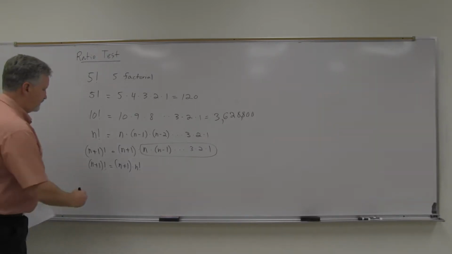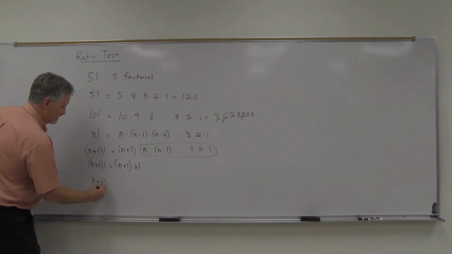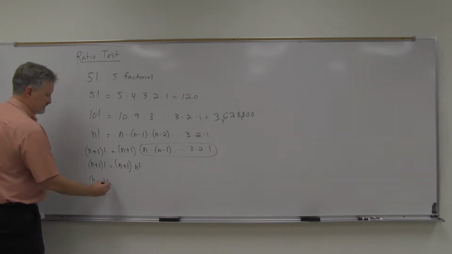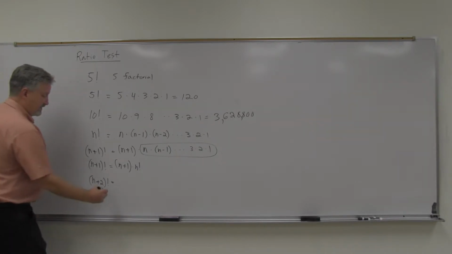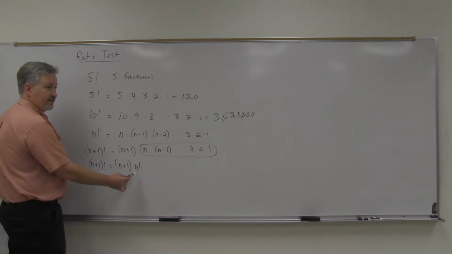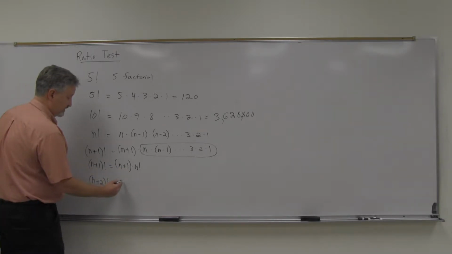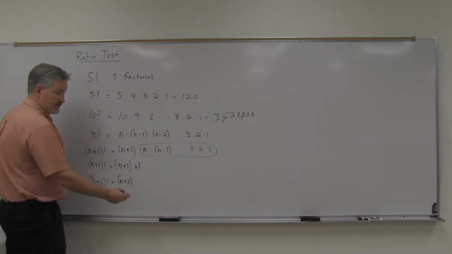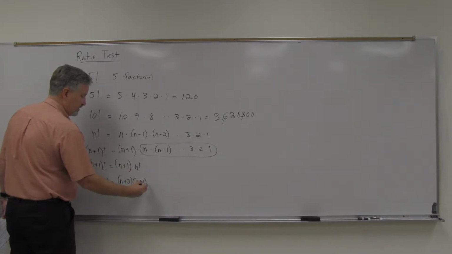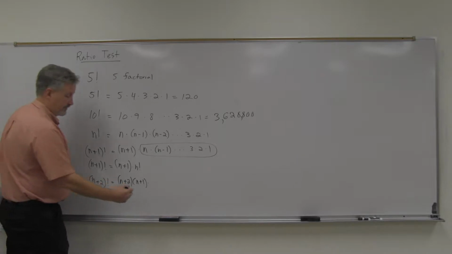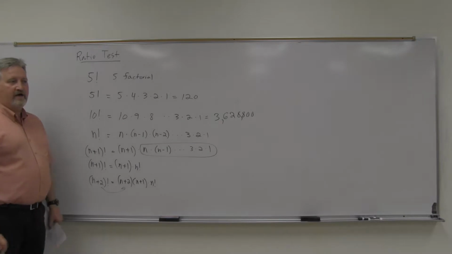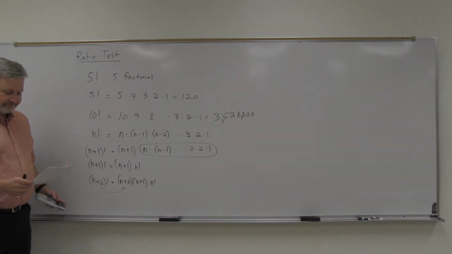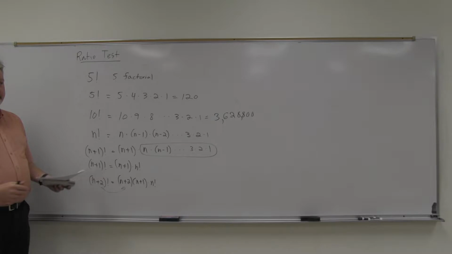So what would n plus 2 factorial be? However you need to write it, if we wanted to get down to n factorial, what would we have to do? We'd start with n plus 2, and then 1 less would be n plus 1, and then after that it would be n factorial, wouldn't it? So if you can understand how we got that, then that goes a long way to helping you on these ratio test problems. Okay.